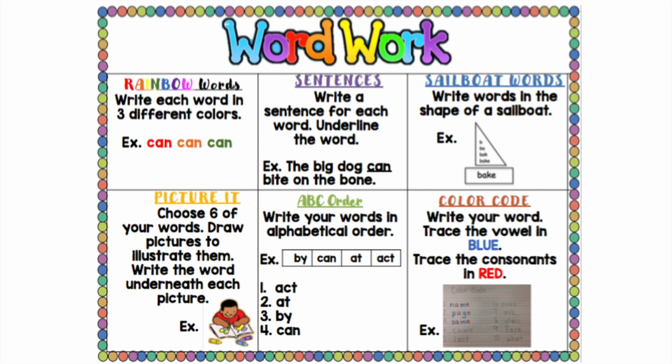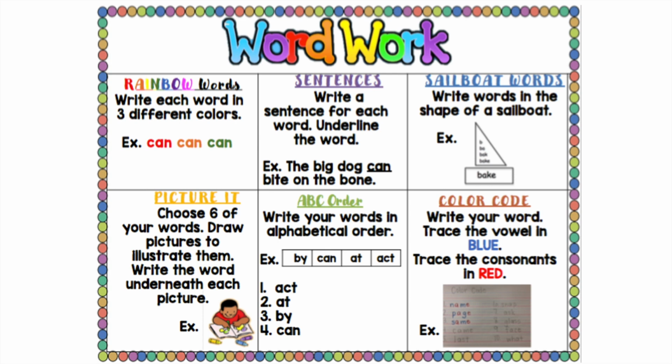You could also choose to do picture it. Here you will choose 6 of your words. You would draw a picture to illustrate them. And you will write the word underneath each word. You may also want to do ABC order. Here you would write your words in alphabetical order. And you could also choose to do color code. In this case, you would write your word, trace the vowel in blue, and trace the consonant in red.